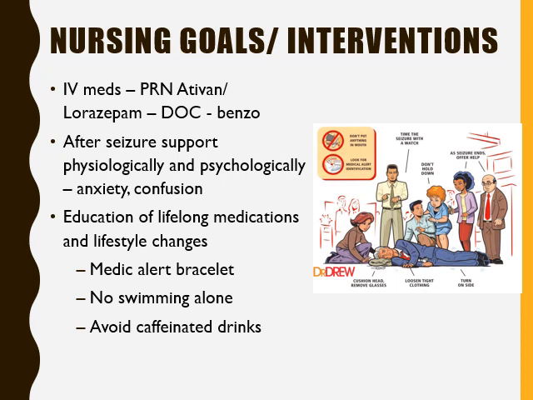Okay, so obviously, if these people have problems with epilepsy or things like that, they need to have some sort of medical alert bracelet so we know what's going on with them. We need to make sure that they don't do things by themselves. We need to make sure that they don't get overstimulated. So caffeine shouldn't be part of their drinks because that just causes more stimulation. We don't need that.